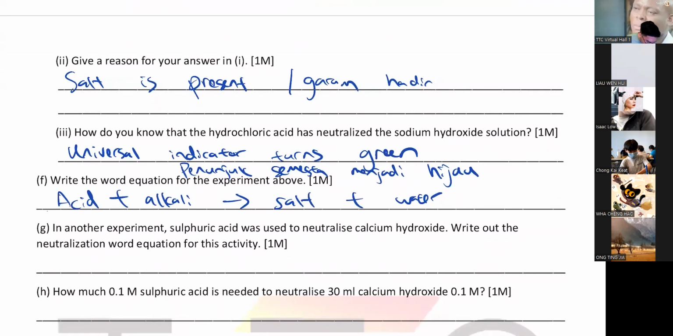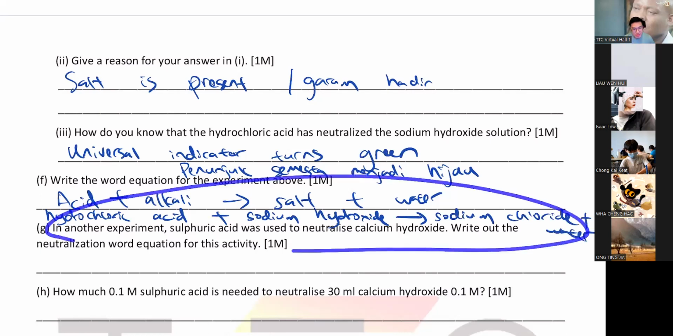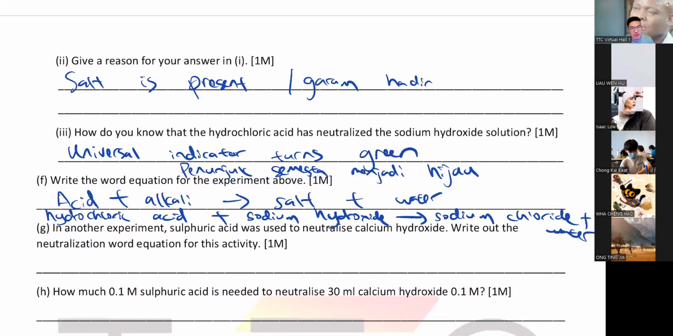All right, so you get hydrochloric acid plus sodium hydroxide. You will get sodium chloride and water. Wow, you see, you write this thing, you get the girls, man. You need to know what it means.